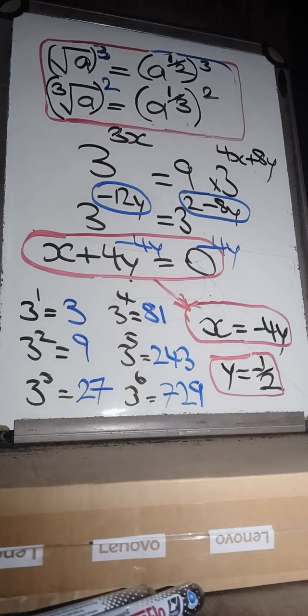Powers of 5 always end with a 5. 5, 25, 125, 625, 3125, then 15,625. And then you just keep going up in powers. The 2s are related to the 4s and 8s. The 3s are related to the 9s and 27s.